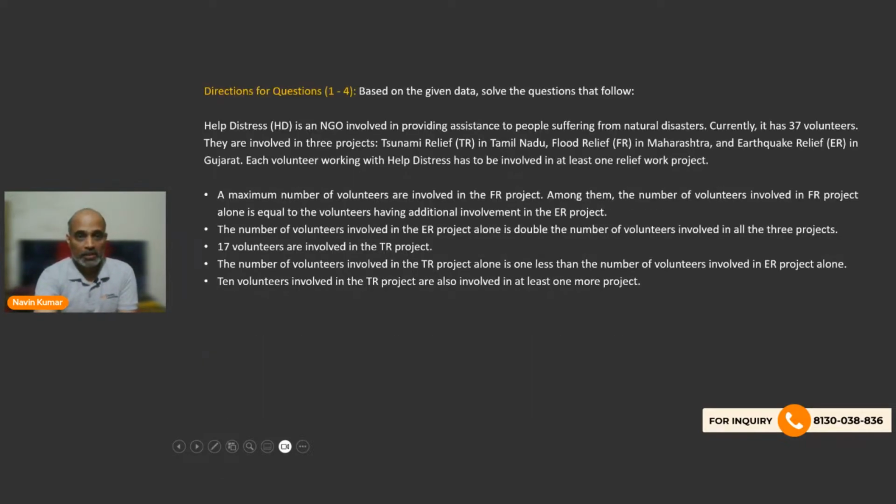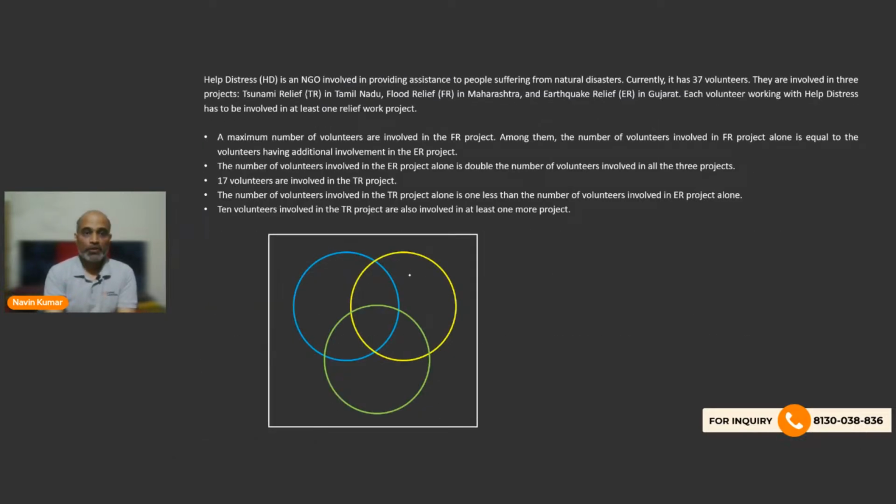If you pay attention, there are actually 3 projects. So it's a 3-set Venn diagram that is required to be solved, right? So we will use 3 sets. The first set is going to be, let's say, the TR project. The next one is going to be FR, and the next one is going to be ER. We are told that it currently has 37 volunteers. So the overall value is 37.